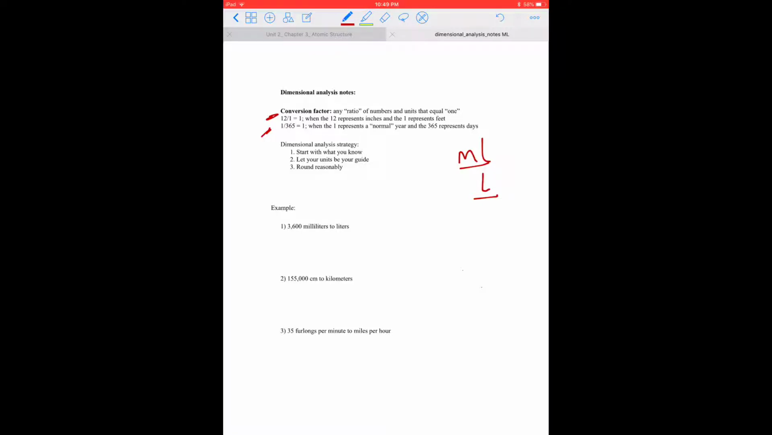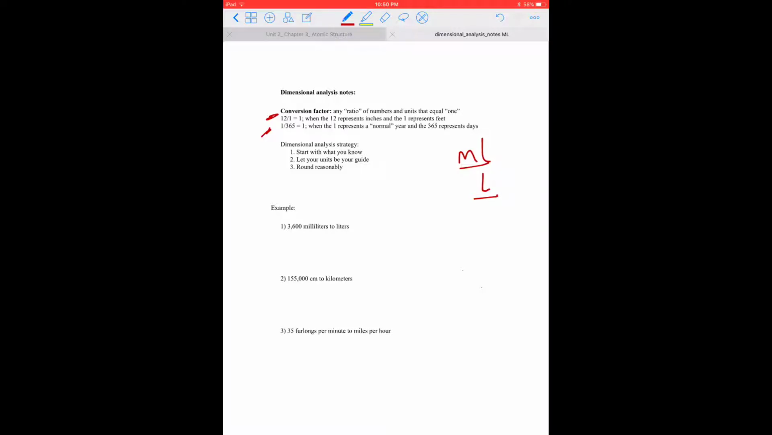So for this first example here, we have 3,600 milliliters, and we are converting those 3,600 milliliters to liters. And one quick note here, I often will refer to dimensional analysis as fence and rail. And I'll show you what I mean here in a second, but I think it's an easier way to organize your data, and I think it makes everything a little bit more organized in your paper. So I'll show you kind of what I mean here.